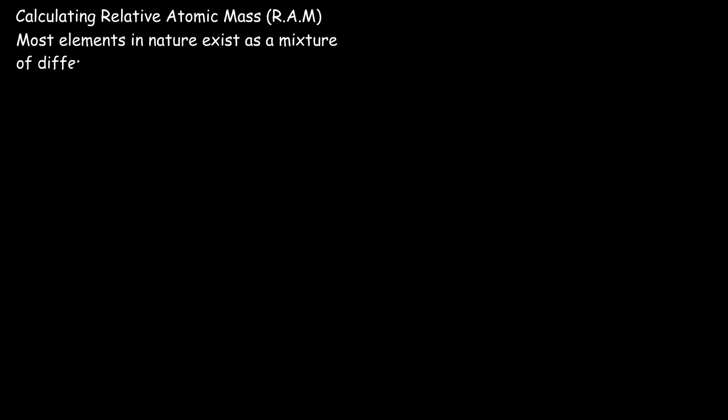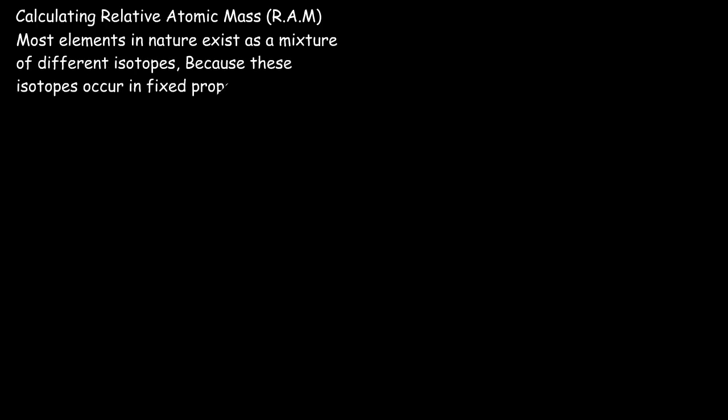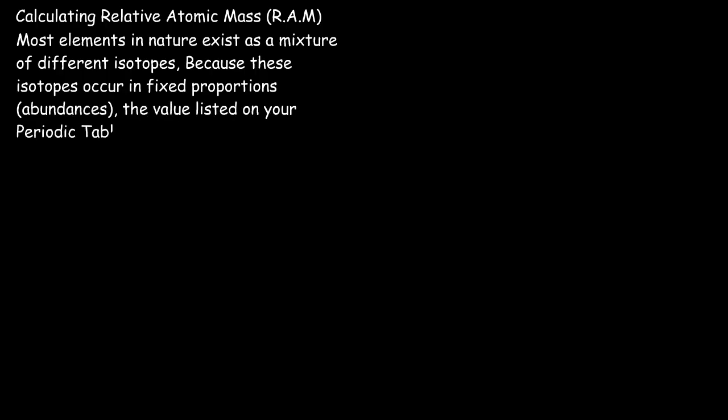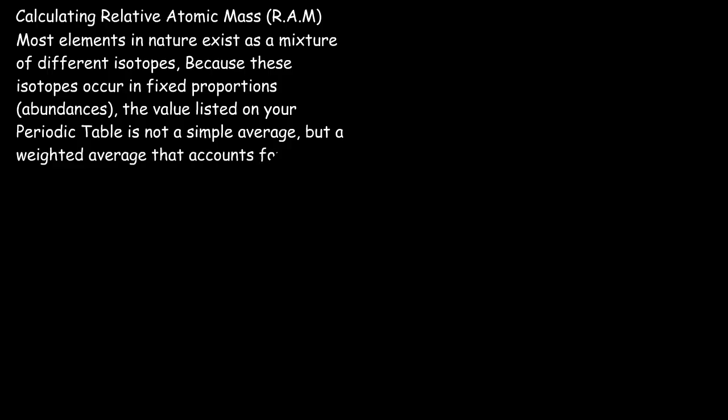Calculating relative atomic mass. Most elements in nature exist as a mixture of different isotopes because these isotopes occur in fixed proportions (abundances). The value listed on your periodic table is not a simple average but a weighted average that accounts for how common each isotope is in nature.